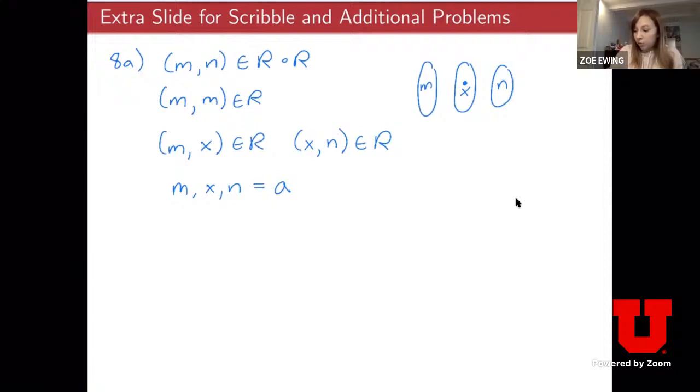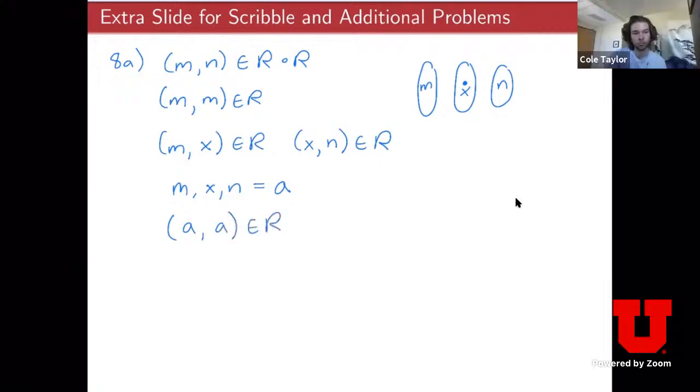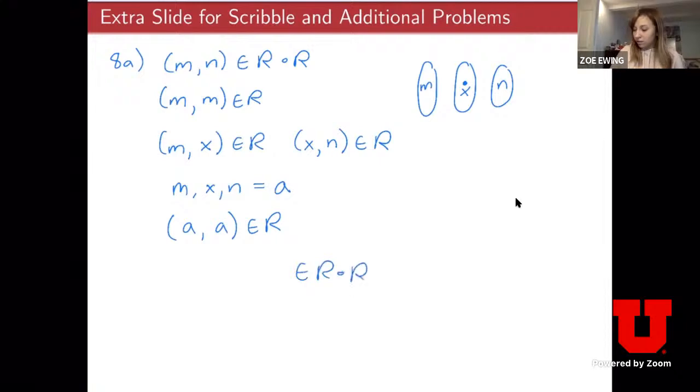Okay, so now what can we say about A in R? It's an element of R. Yeah, and what is it related to? A. So A has to be related to A in R because we know that it's reflexive. Okay, we're almost there. This seems repetitive, but it's worth saying: A is related to A and A is related to A.